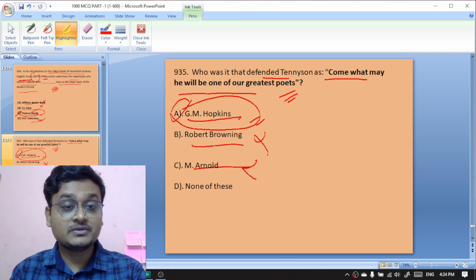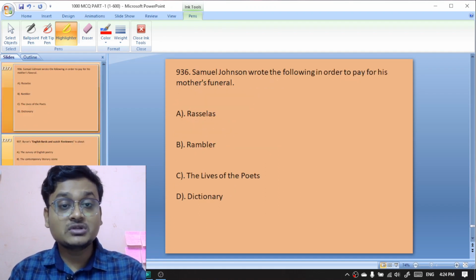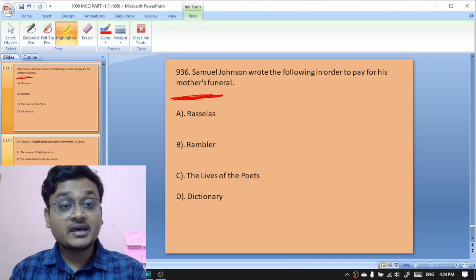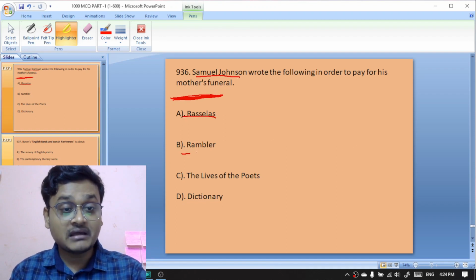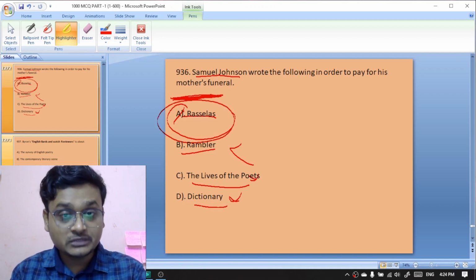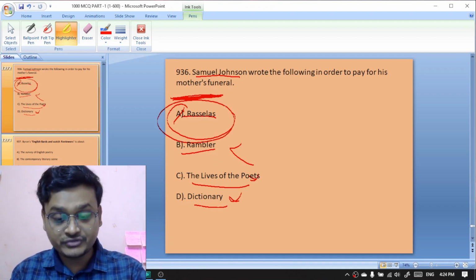Gerard Manley Hopkins. Next question: Samuel Johnson wrote the following in order to pay for his mother's funeral. Rasselas, Rambler, Lives of the Poets, Dictionary. No, it was Rasselas. Rasselas was written by Samuel Johnson to pay for his mother's funeral.